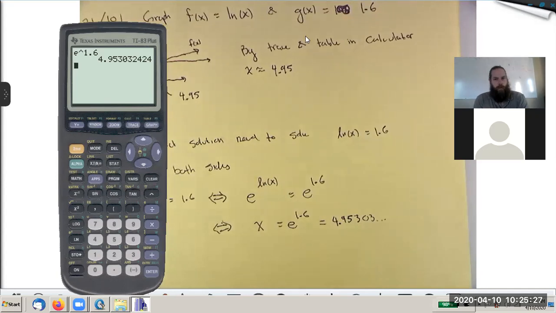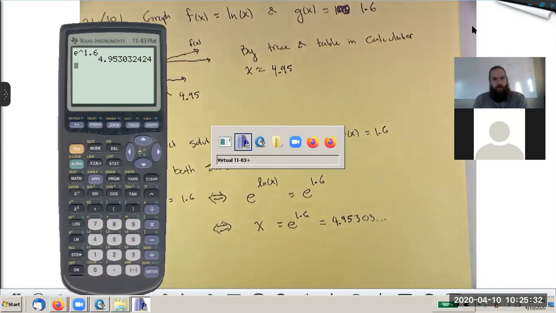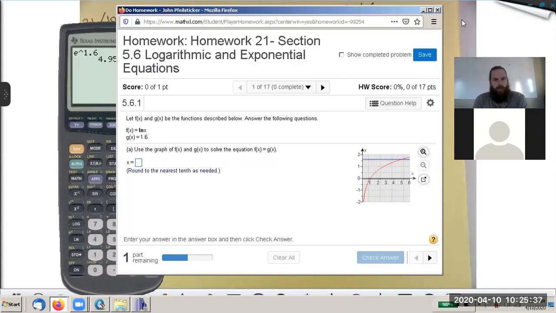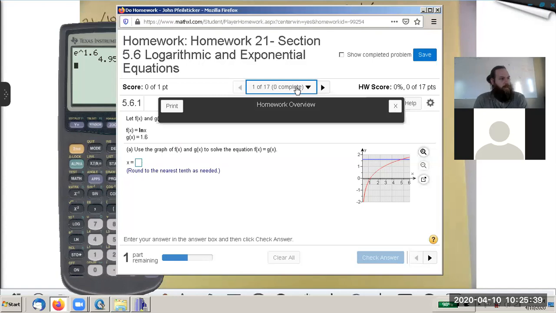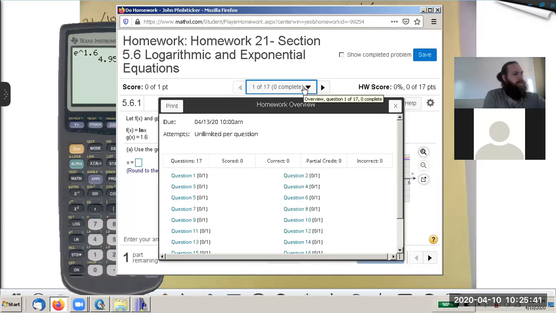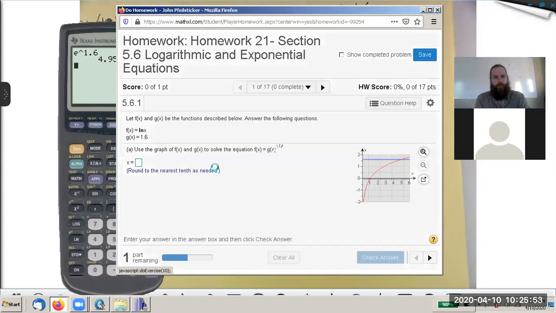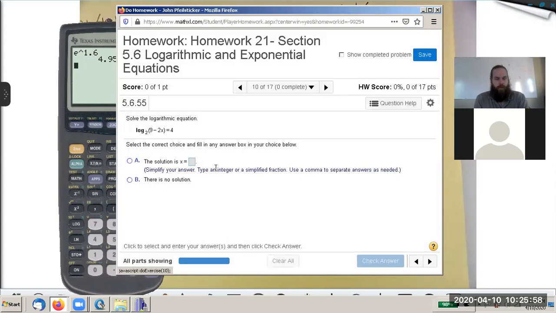So the other problem we wanted to look at... oh, I see. Yeah, I thought I switched this over to number 10, but it wasn't. This is number 1. All right. So it was homework 21, number 10. Yeah, this is the one you wanted to see, right, Austin?